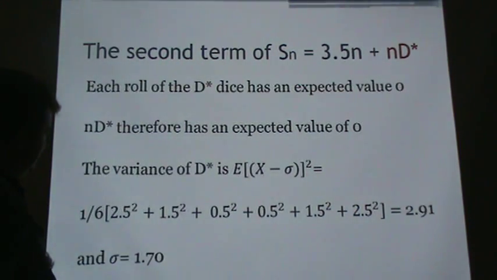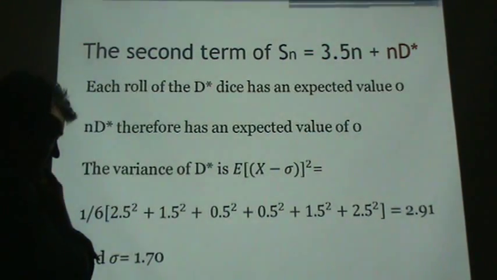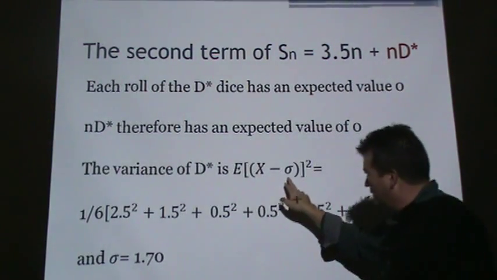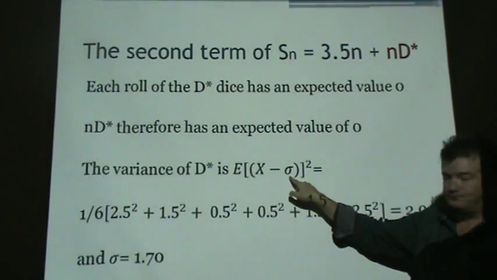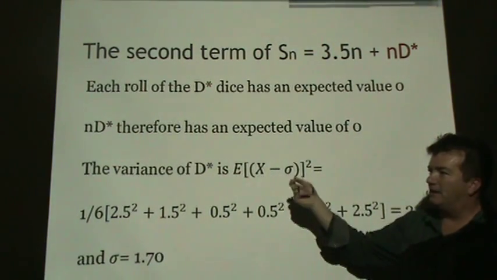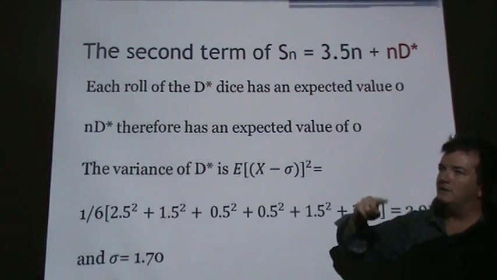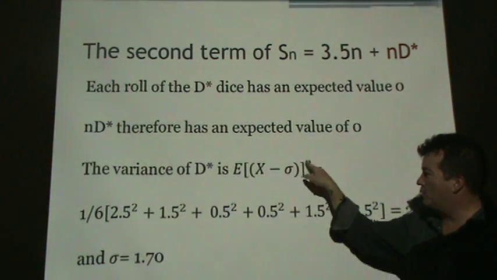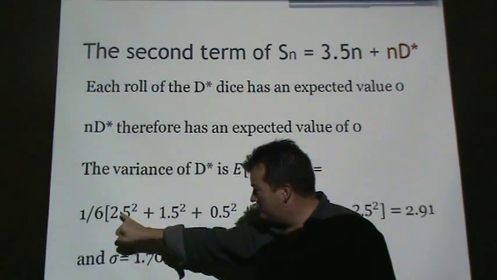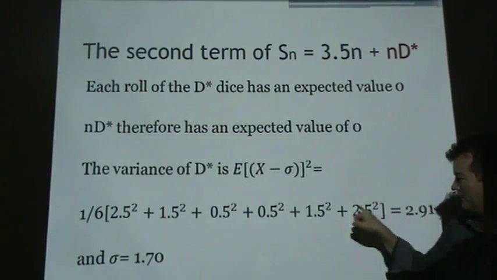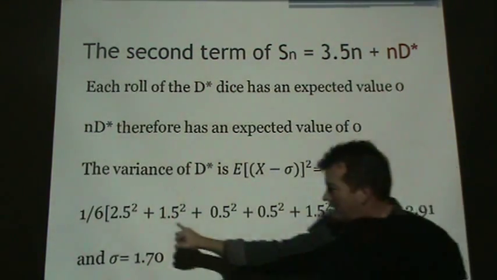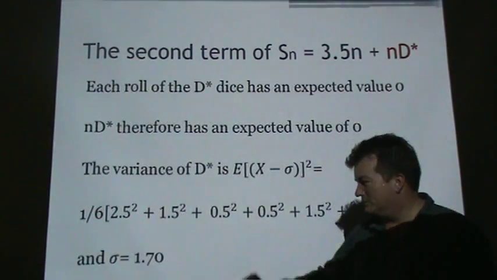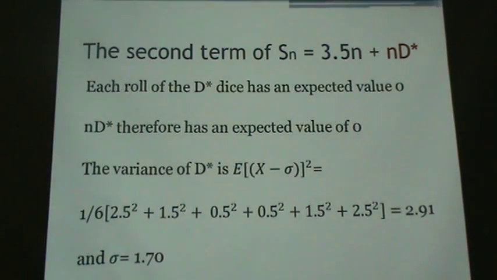And now the variance: how much does it vary? The variance from statistics is a statistic about how far away it is from the average. If you remember the formula, it's each particular roll minus the expected value, which is 0. There's a 1/6 chance of it being 2.5, 1/6 chance of it being 1.5, 1/6 chance of it being a half, and then squaring that term and adding them up. That ends up being 2.5 squared plus 1.5 squared plus a half squared plus a half squared plus 1.5 squared plus 2.5 squared, all multiplied by the weight of 1/6, and we get a variance of 2.91. If you take the square root of that, you get sigma, 1.7.